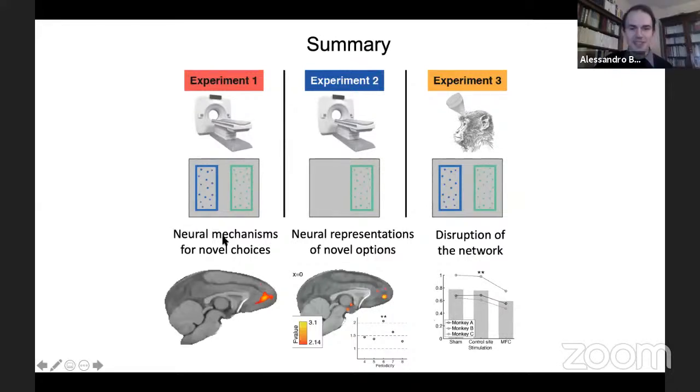So you have the first experiment, where we show that they can make these novel choices, and MFC has a different effect for familiar and novel choices, even when you keep the difficulty the same. The second experiment showed that when you show one option at a time and you move around the space, you activate a sort of grid code. And the third experiment shows that when you disrupt this network, then the ability to make optimal choices is indeed impaired.